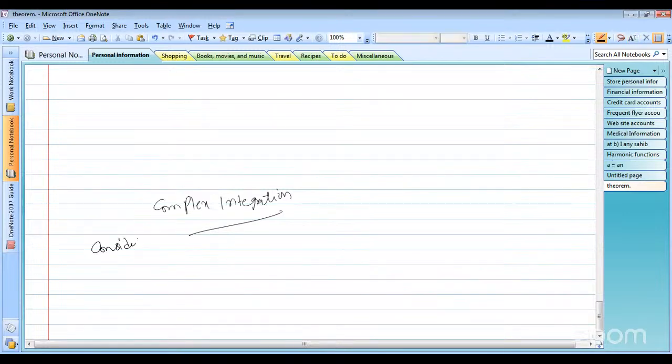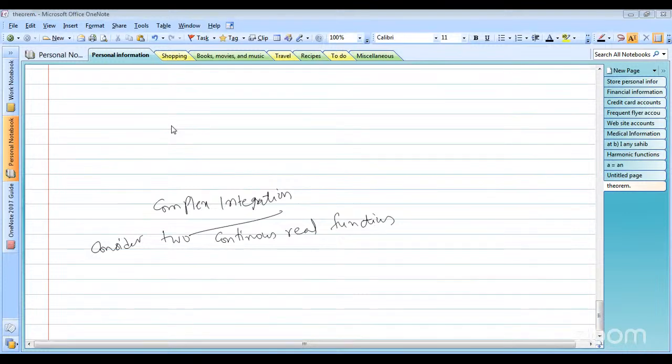Consider, I am writing the definition. Consider two continuous real functions. What is the definition of two continuous real functions? What are two continuous real functions?